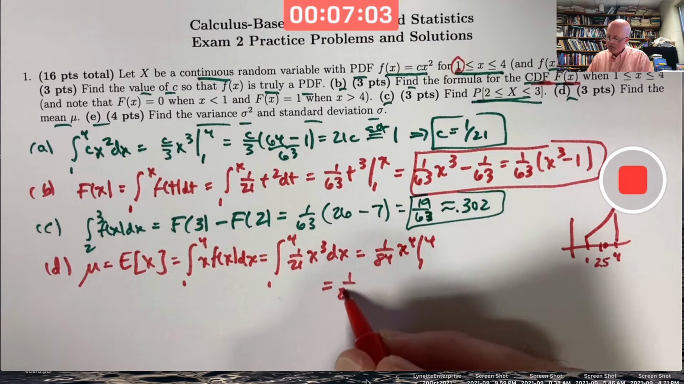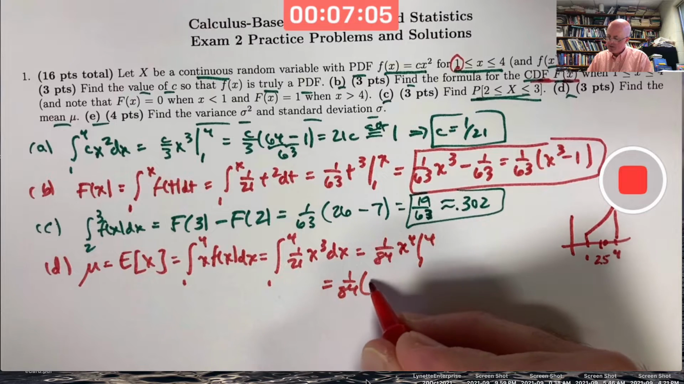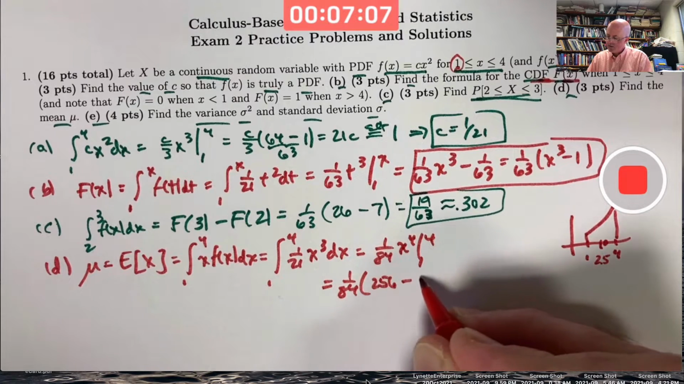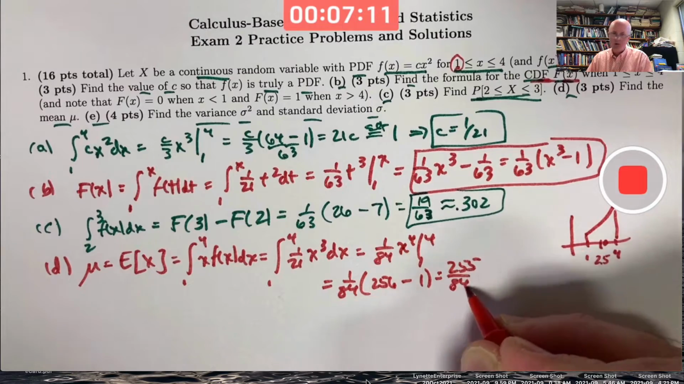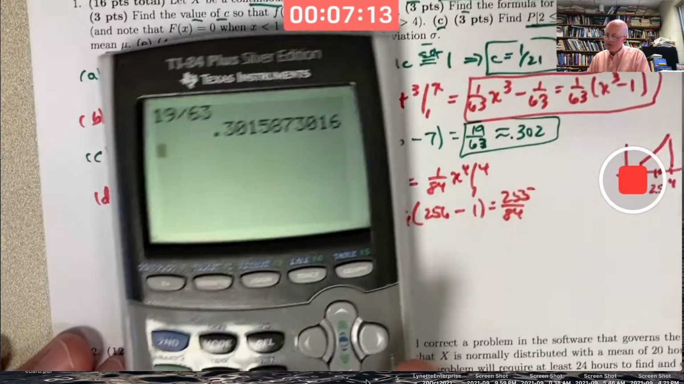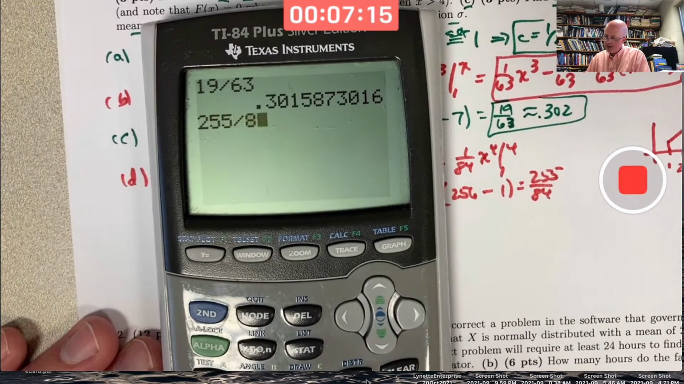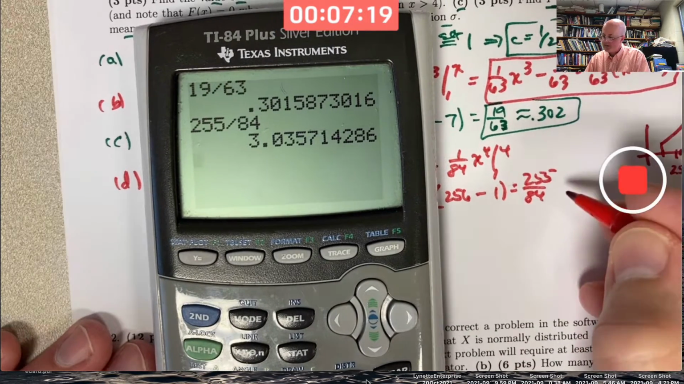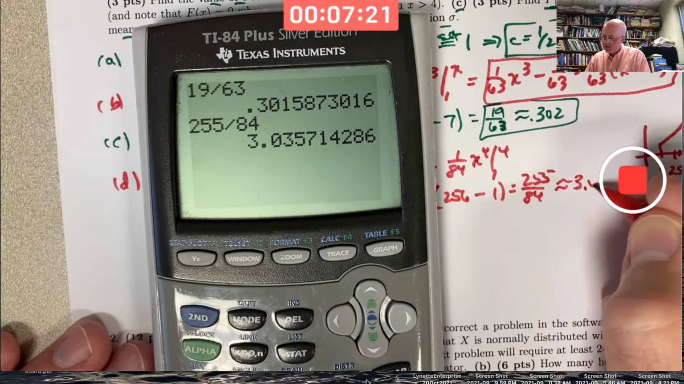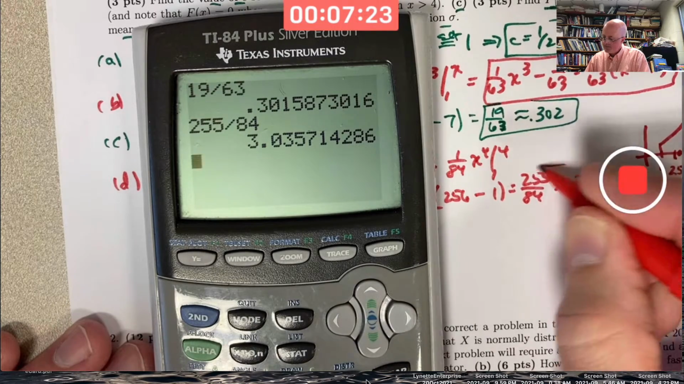It's going to give 1 over 84 times 4 to the 4th, which is 256, minus 1 to the 4th, which is 1. Looks like we get 255 over 84, if I've not made a mistake. Yes, and that is to the right of 2.5. It's about 3.04 when you round it.